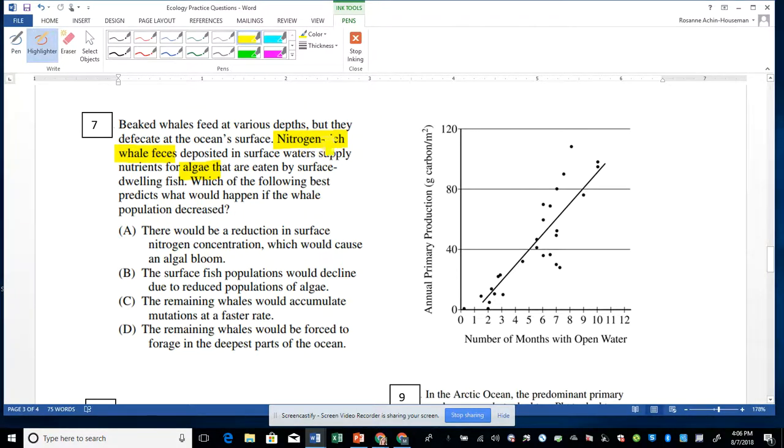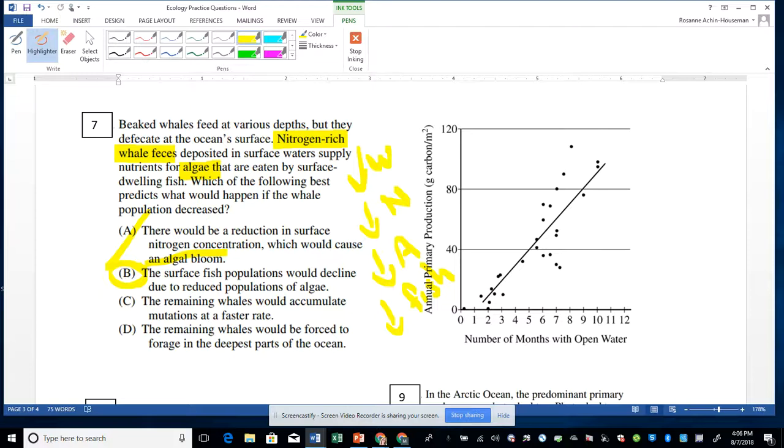So if you have fewer whales, then you're going to have less poop, which means less nitrogen, which means you'll have less algae, which means you'll have fewer of those fish, right? So there would be a reduction in surface nitrogen concentration, which would cause an algal bloom. That would be opposite, right? If you have less nitrogen available, you'll have fewer algae around. The surface fish populations would decline due to a reduced population of algae. That is what would happen. C, the remaining whales would accumulate mutations at a faster rate. That is just put in there to mess you up.